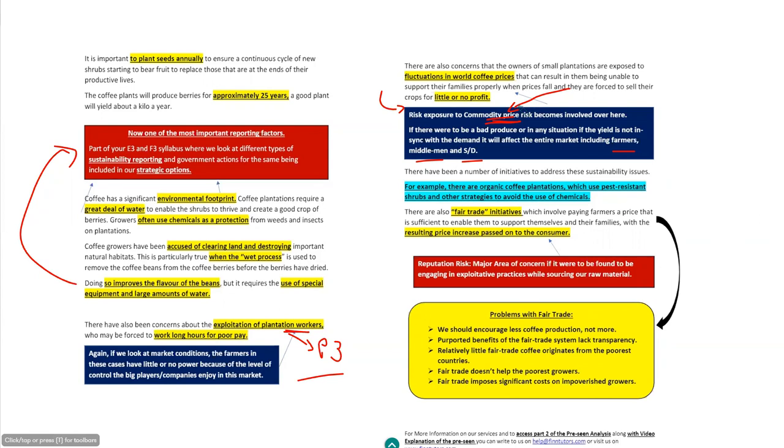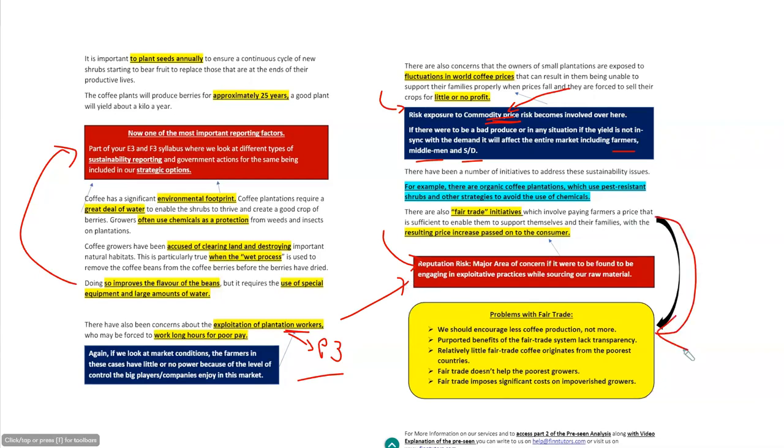There have been a number of initiatives to address these issues. For example, there are organic coffee plantations which use pest-free chemicals or avoid any chemicals being used. Also very important are fair trade initiatives, which involve paying the farmers a fair price that is sufficient to enable them to support their families. So no matter what the price is in the market, you will pay them a fair price, fair trade. Over here, again, we talk about reputation risk, because a major area of concern is if we are found to be engaging in exploitative practices while we source our raw material.